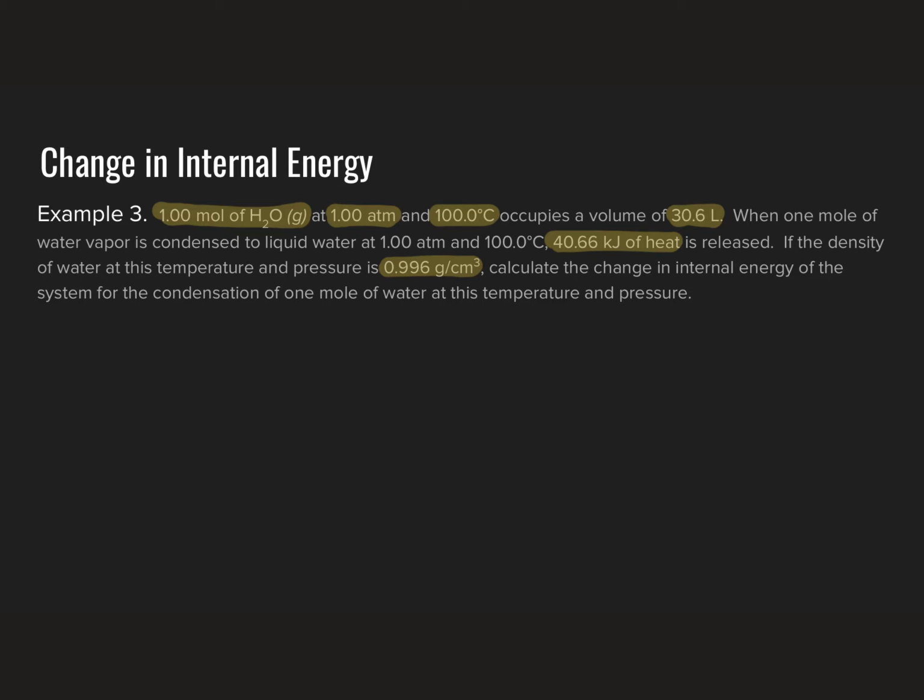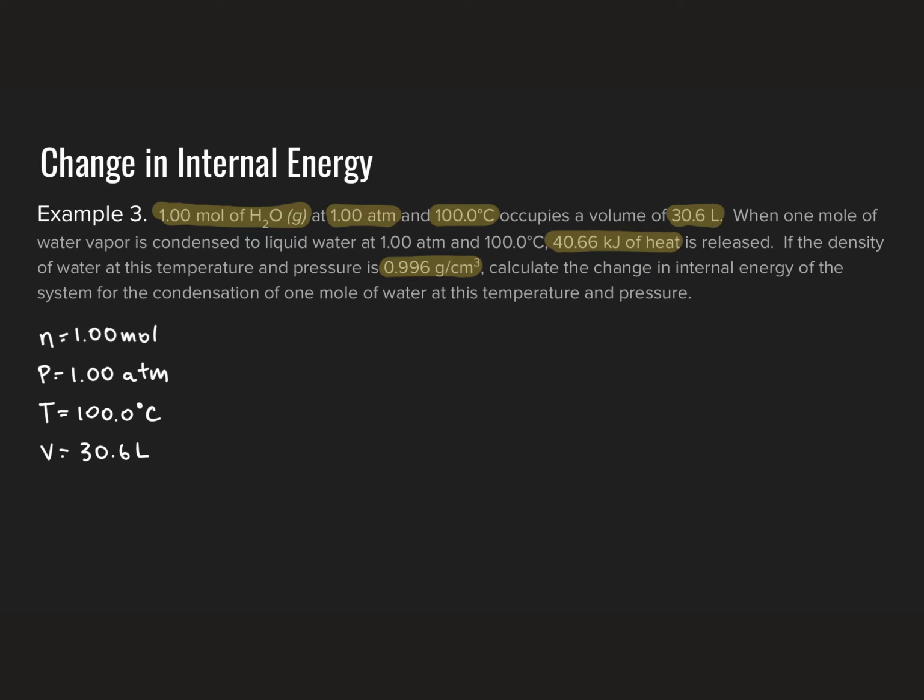pressure. So, starting off, let's go ahead and identify all the variables which we've been given here, and then think about what equations we might use to get to the answer we're looking for. First off, we've got 1 mole, so let's label that n is 1.00 mole. We have P equals 1.00 atmospheres, and a temperature T of 100.0 degrees Celsius. And we'll also label here a volume of 30.6 liters.